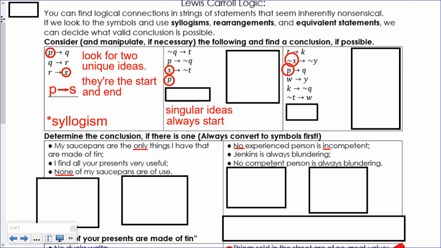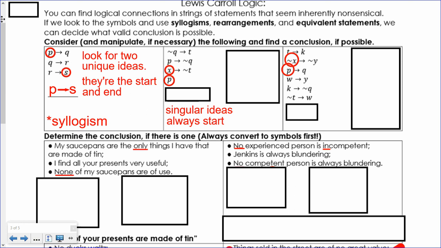They may change as you're rearranging stuff. They may change signs, so don't just assume whatever you see written is the conclusion. But those 2 unique ideas are going to be linked together somehow to create your conclusion from the syllogism. So write down, look for your 2 unique ideas. They're going to be the beginning and the end. And technically you get to choose which one you want to be the start and which one's the end. It doesn't really matter.